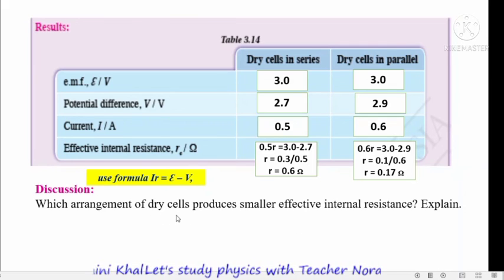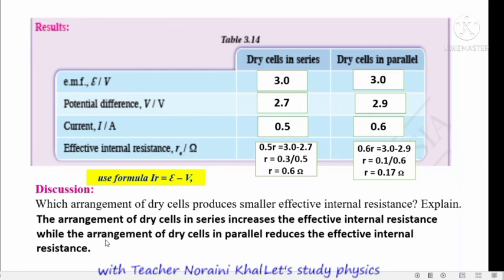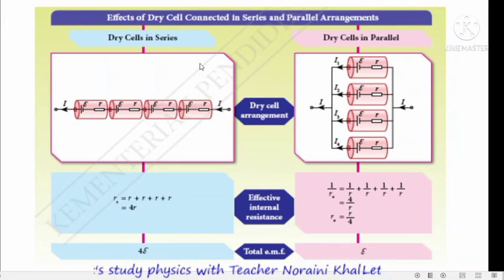Okay, so which arrangement of dry cell produces smaller effective resistance? Explain. The arrangement of dry cells in series increases the effective internal resistance, while the arrangement of dry cells in parallel reduces the effective internal resistance. So you can see the difference when the dry cells are connected in series and parallel.